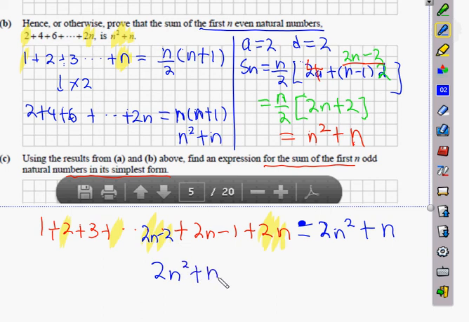Now it does say use the results above. You have to use the results above, a and b. Okay, so you're going to do 2n squared plus n, take away n squared plus n, and the answer is n squared. Okay, basically I'm taking away all the even numbers out of the full sequence, and that leaves the odd numbers left over. Okay, and that's how we get the odd numbers on their own. Any questions on that? Yeah. Okay, go.